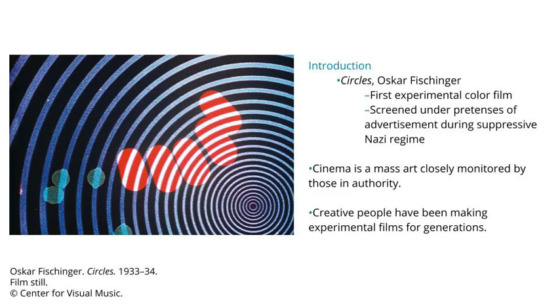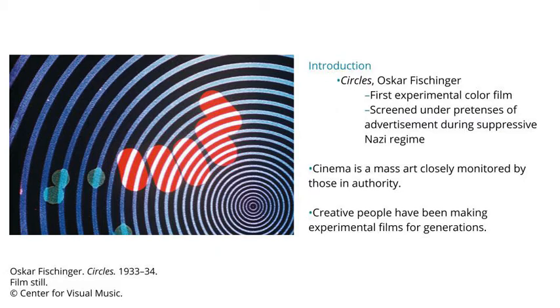So, as an introduction to cinema and digital arts, let's look at one example first. Here's Circles by Oscar Fischinger. This was the first ever experimental color film, and it was actually screened under the pretenses of being an advertisement during the suppressive Nazi regime in which any modern art, or especially experimental art, was strictly forbidden. So it was very bold of them to screen this.